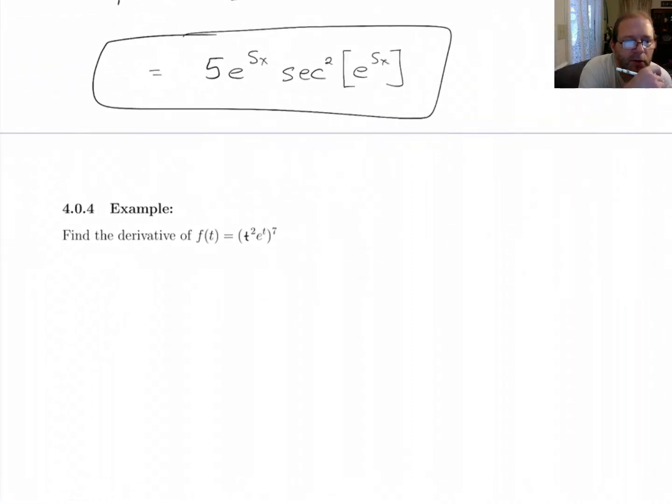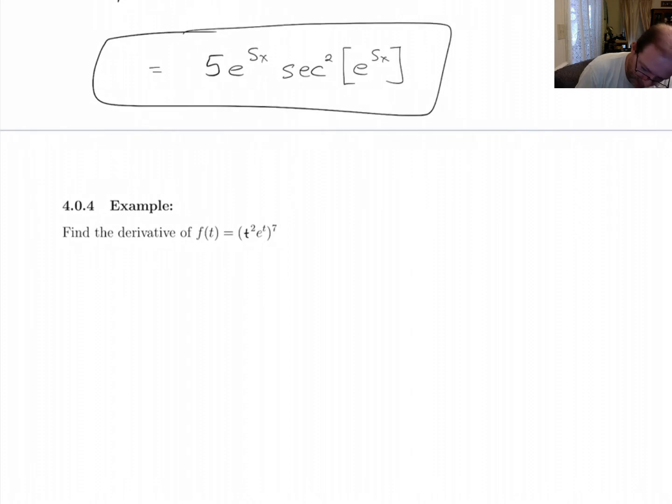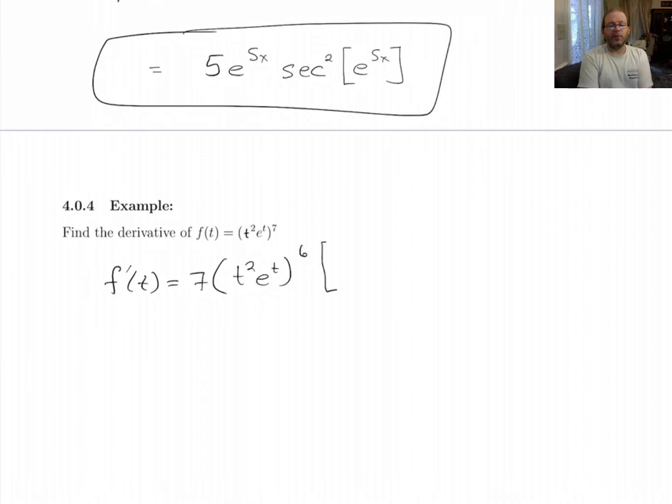Okay, so there are a couple of ways we could do this one. The way that's jumping out at me right now, because we're doing all this stuff with the chain rule, is to treat that 7 as an outside function and t squared e to the t is the inside function. So if we do that, we get f prime of t is 7 times t squared e to the t, 6th.